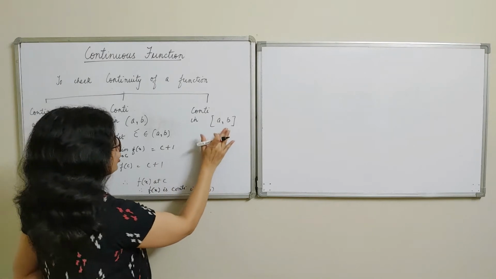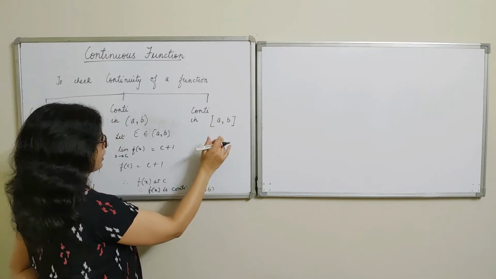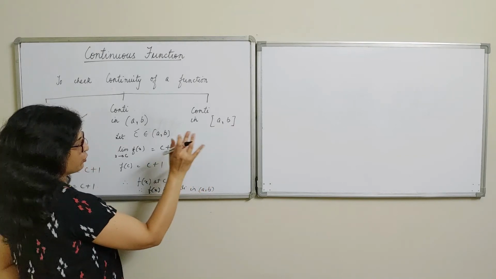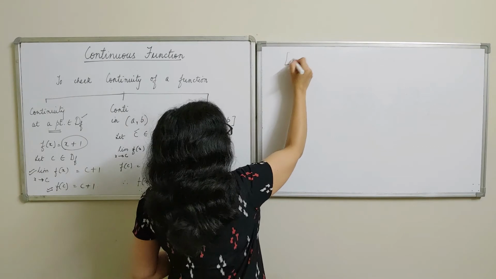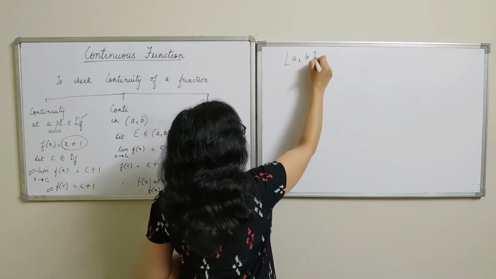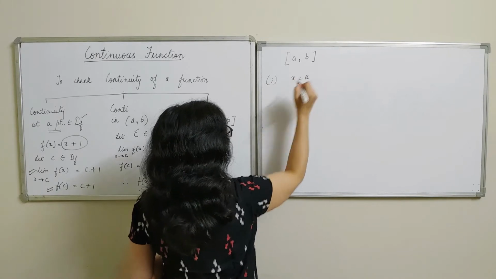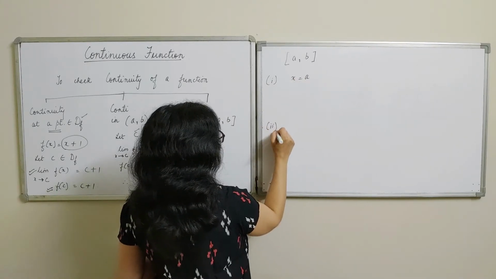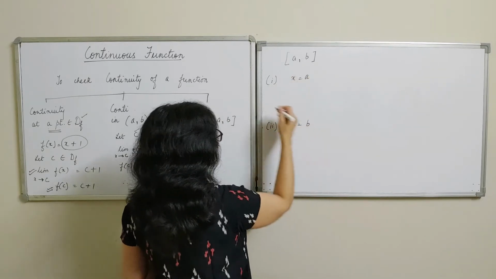Coming to the third situation, the function is continuous in a closed interval. Here, this closed interval is divided into three portions. I'll write down those three portions first. The closed interval AB has a point x equal to A. It has a point x equal to B. Both the points are inclusive.